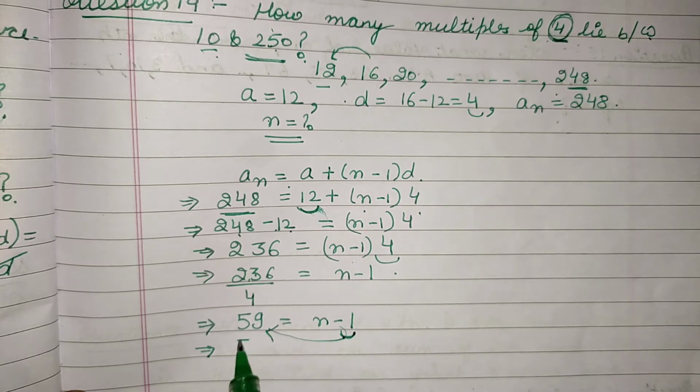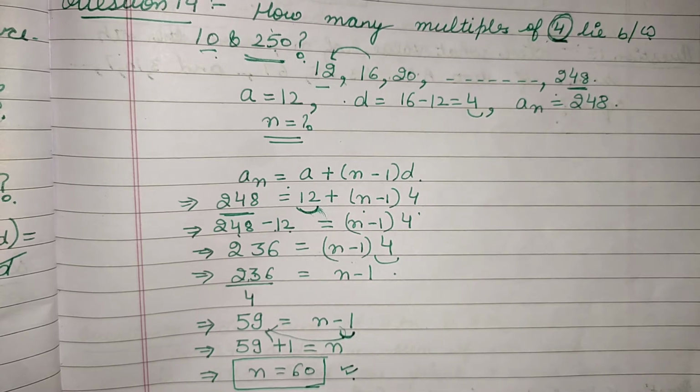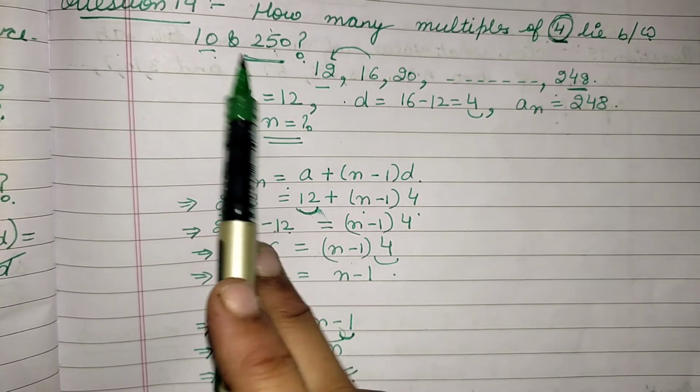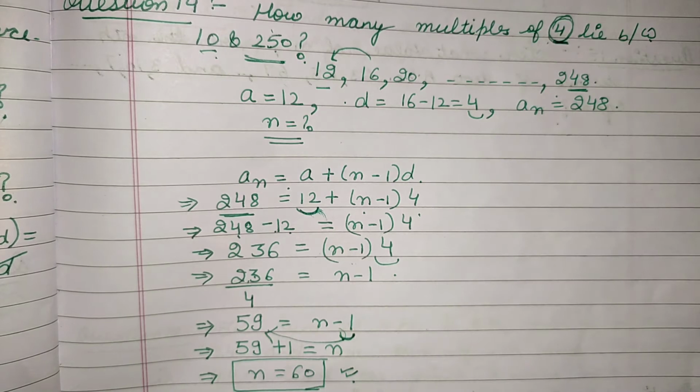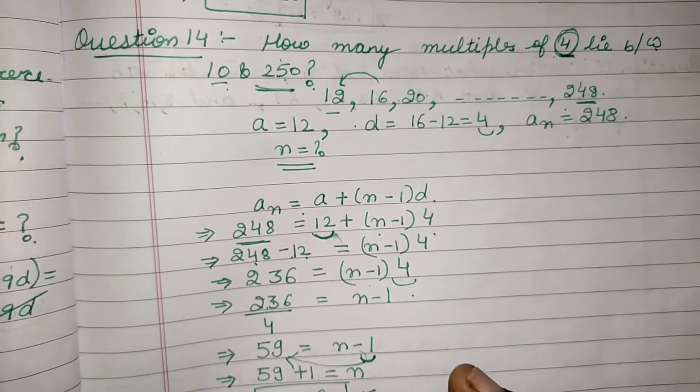When it comes to the left hand side, it becomes 59 plus 1 is equal to n. So n will be equal to 60, which means there are a total of 60 terms which are multiples of 4 between 10 and 250.